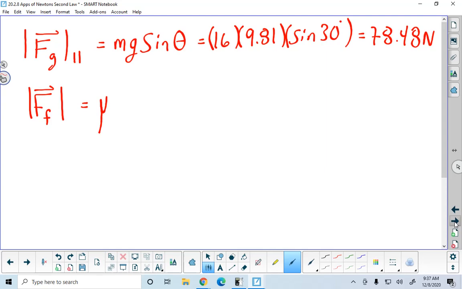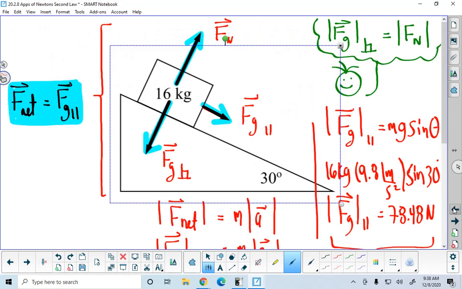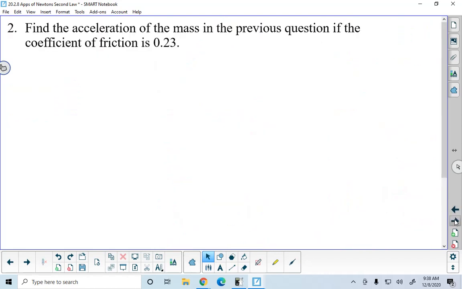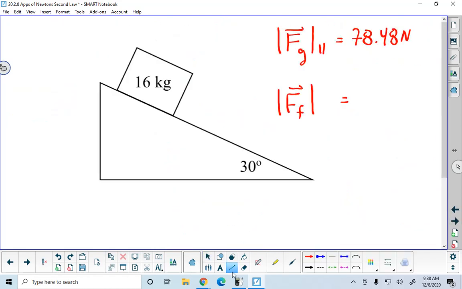Well, the force of friction is the coefficient of friction times the normal force. But I don't have a way to find the normal force except to say, and I had mentioned this over here, look at what I wrote for question 1 in the top right corner of your screen right now. I wrote that the normal force is the perpendicular component of the force due to gravity. Because, and I could actually draw in these two forces right now, the force of gravity perpendicular to the ramp is exactly balanced by the normal force acting on the box.